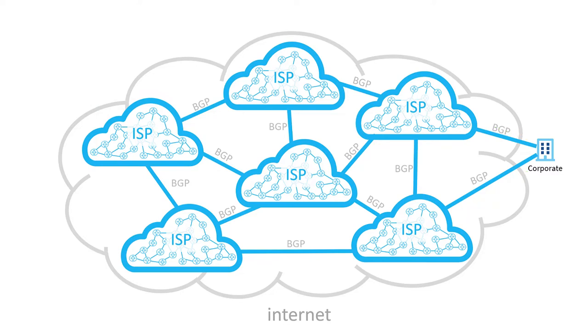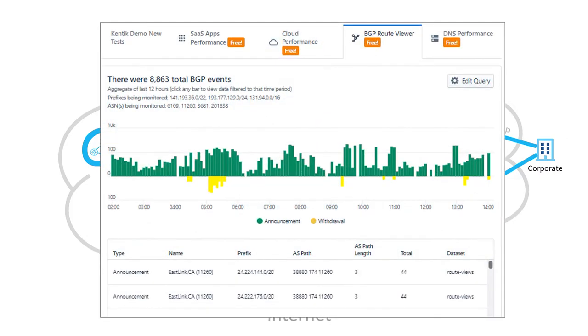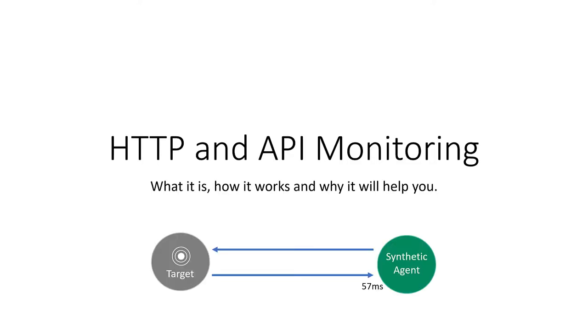I hope it's becoming obvious why BGP monitoring is important to your business. Other service providers simply aren't going to give you SNMP access to their networks or share syslogs or NetFlow information. If you want to know when the far reaches of the internet cannot reach your network, you have to participate in BGP. The second area where network performance monitoring has evolved is with HTTP and API monitoring.